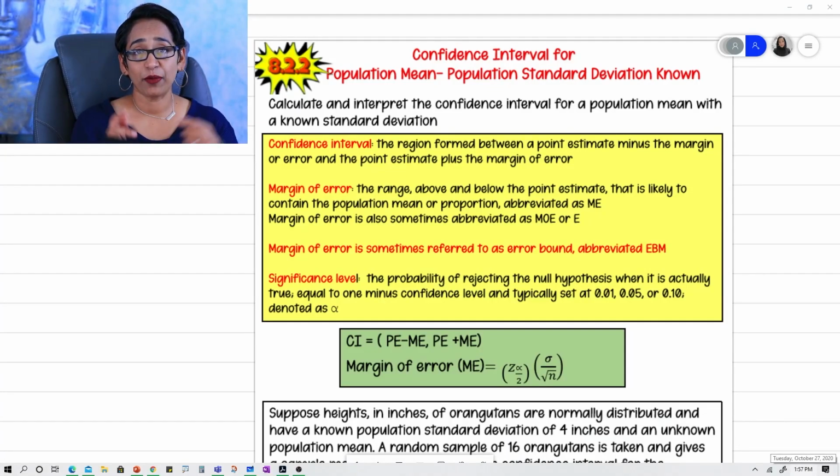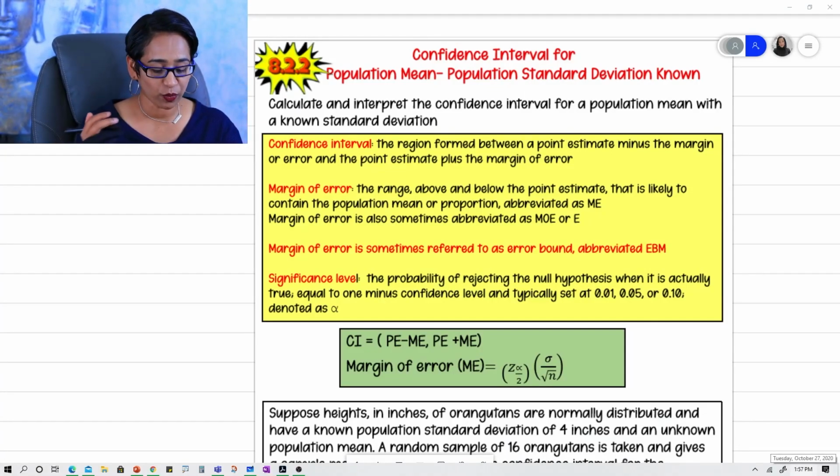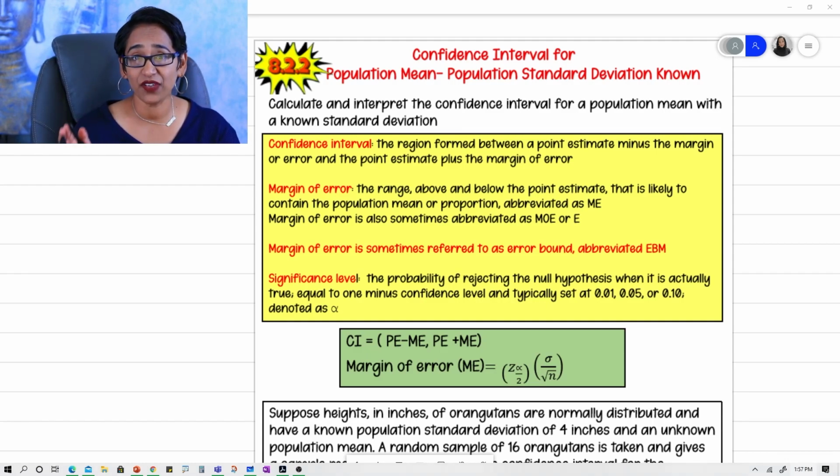Welcome back. This is section 8.2.2. This is confidence interval for population mean, population standard deviation known.